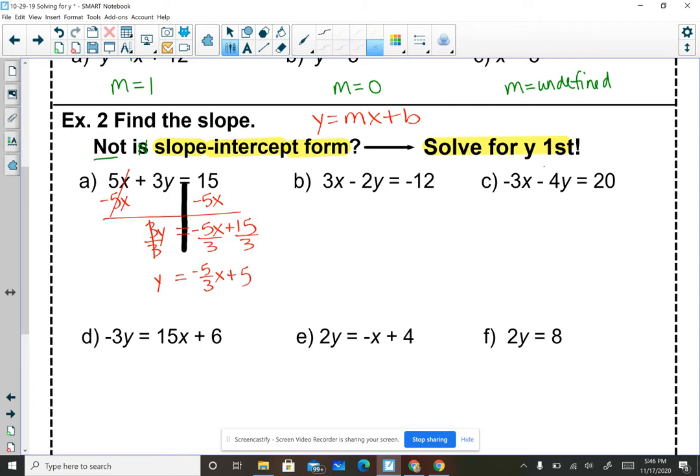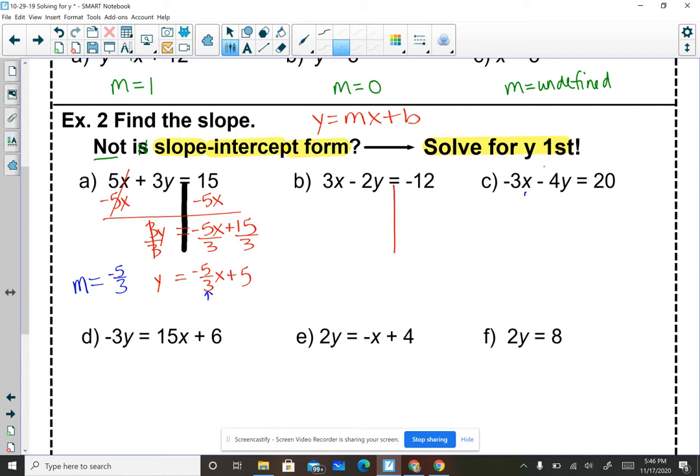So looking at this equation, what is our slope? Well, you can see it's the number multiplied to the x. It's actually negative 5/3. So very different from the 5 in front of the x up in the first equation when we started. So equations need to be written in slope-intercept form in order for you to be able to find the slope. Okay, let's look at another one, letter B.